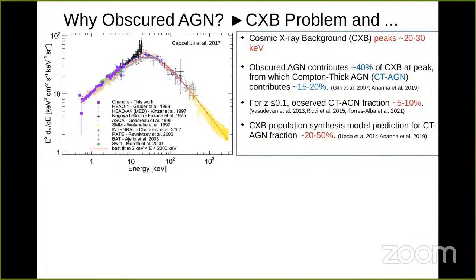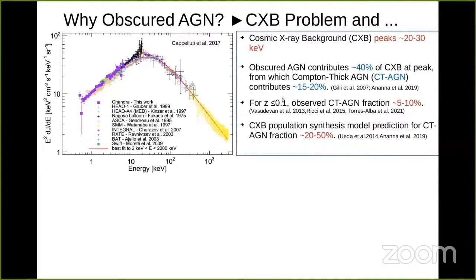Over the last 60 years, through a series of deep and wide surveys of the sky by X-ray telescopes, we found that AGNs are mostly responsible for the CXB. We found that the CXB peaks around 20 to 30 keV, and obscured AGN have about 40% contribution in that. The obscured AGN with column density over 10^24 per centimeter square are called Compton thick, or CT AGN, which itself contribute 20% at the peak.